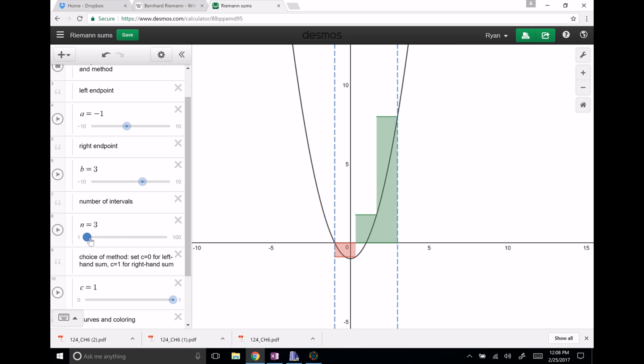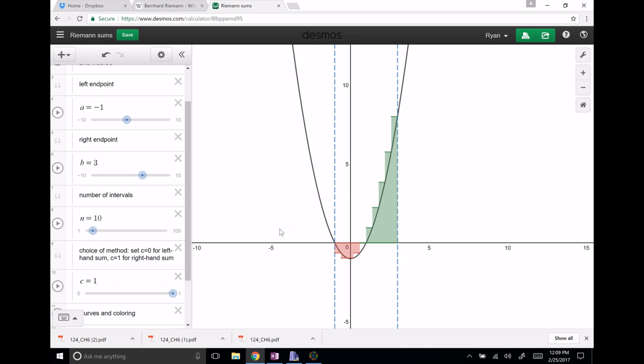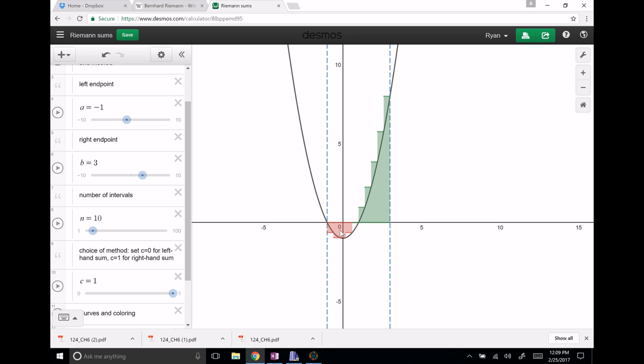So here we are at n equals 3. Right now we're using right-hand sums. Of course, if we want left-hand sums, there you go. Just switch it over to the left. Right, back and forth. So left and right-hand sums. Okay, so let's take a look at this thing. If I increase the number of rectangles, I'm going to go from 3 to 10. So here's from 3 to 10. You can see we have 1, 2, 3, 4, 5, 6, 7, 8, 9, 10 rectangles.